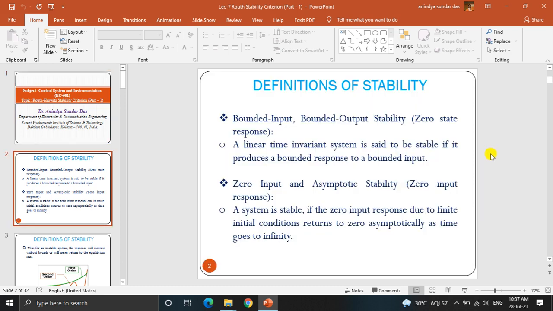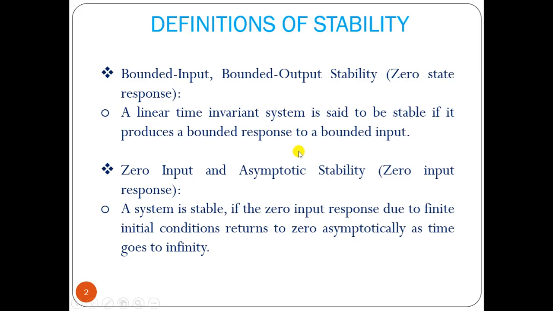Now, first of all, let me tell you about the definition of stability of a system. A system is said to be stable if it produces a bounded response to a bounded input. When the initial conditions are zero, that is called zero state response.